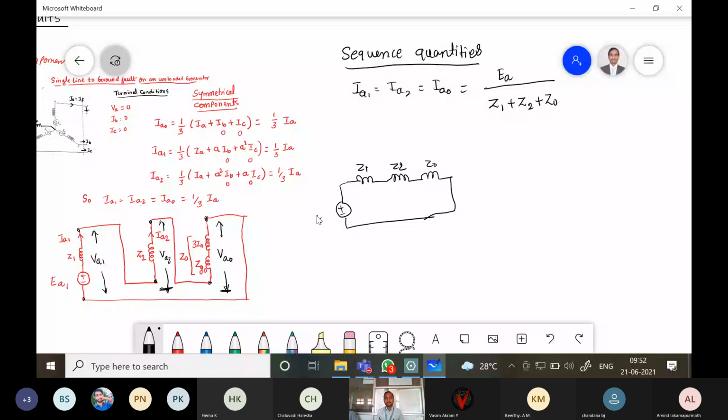So this is EA or EA1; EA1 is equal to EA. Okay, so the current flowing here is IA1, IA0, IA2, all the same here, series circuit. Therefore we can write IA1, IA2, IA0 is equal to EA divided by Z1 plus Z2 plus Z0, right?